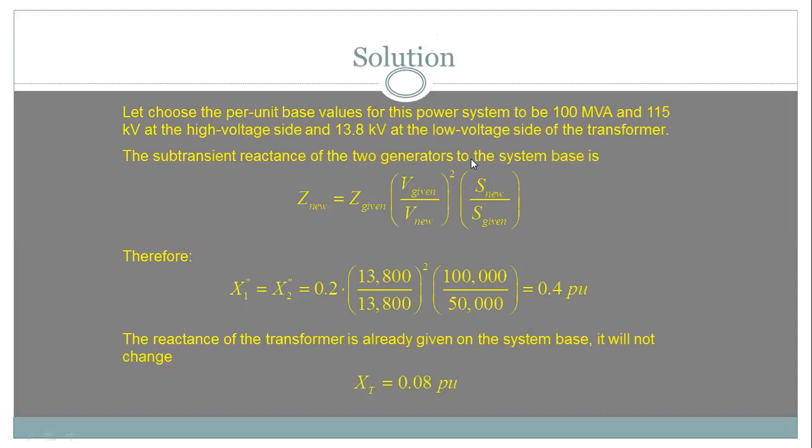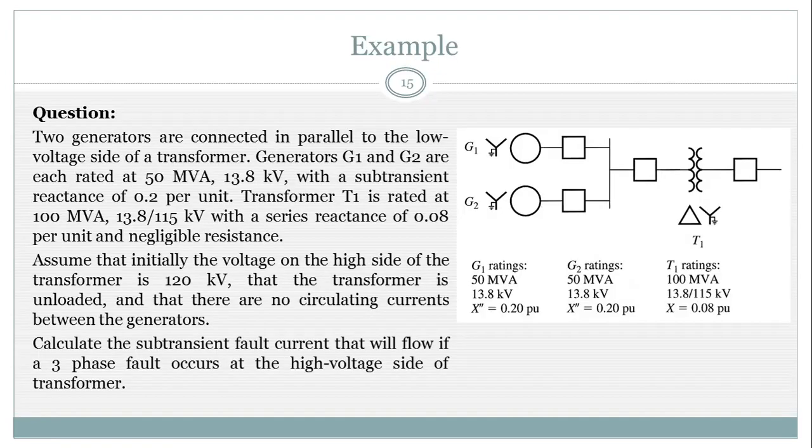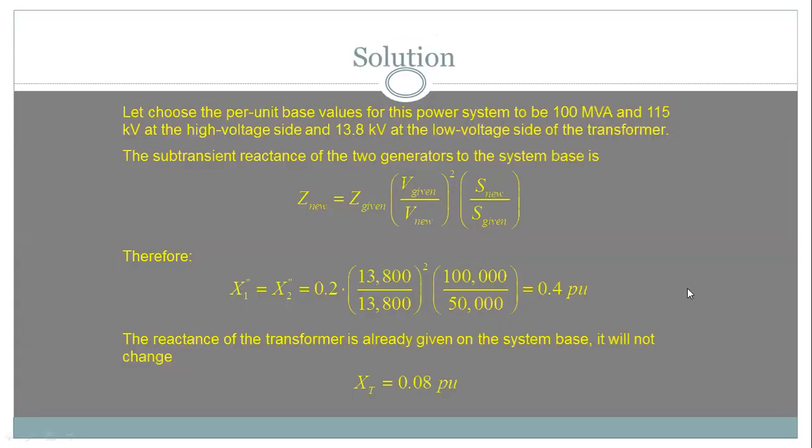115 kilovolt. So now we have to calculate the new base reactance for the generator, because the generator reactance is given as 0.20 per unit at its own machine rating, and for its own machine rating the power rating is 50 MVA, but now we have considered 100 MVA as the base. So that's why we need to convert the old reactance of the generators to the new reactance on the new machine base. This is the formula for how we can convert the old reactance to the new reactance of the new rating.